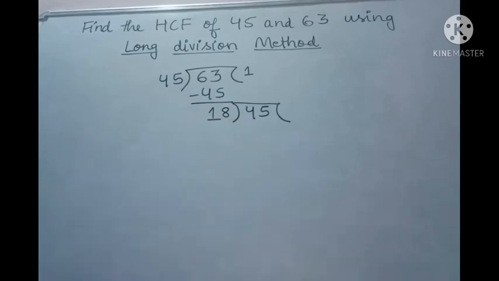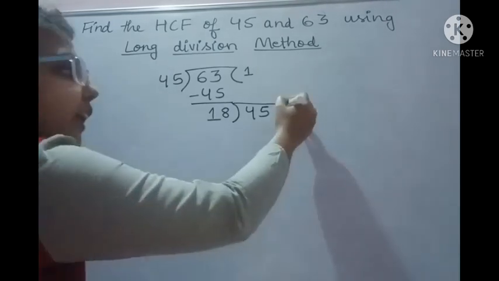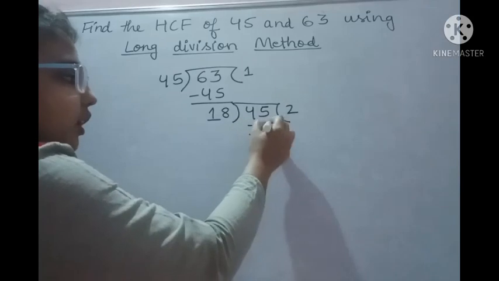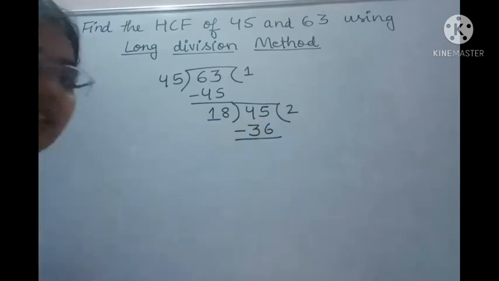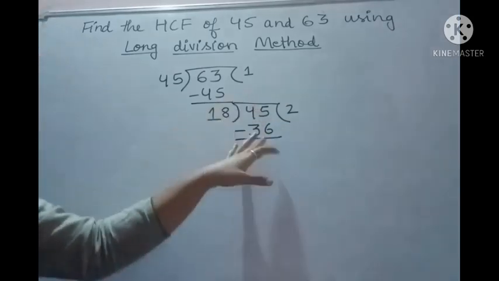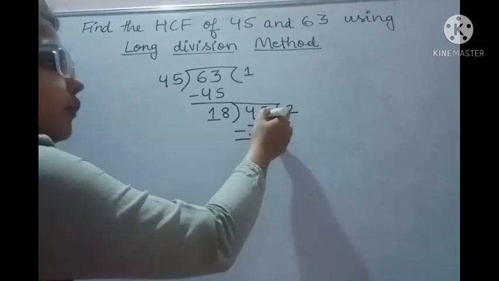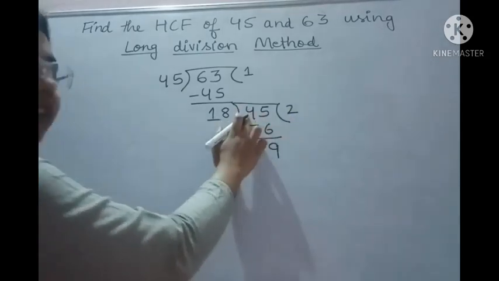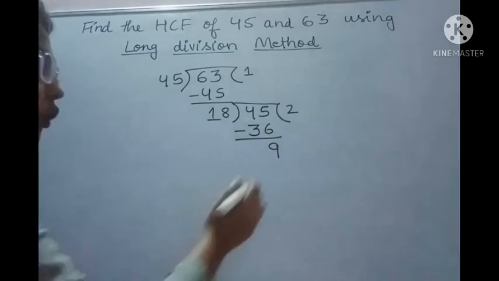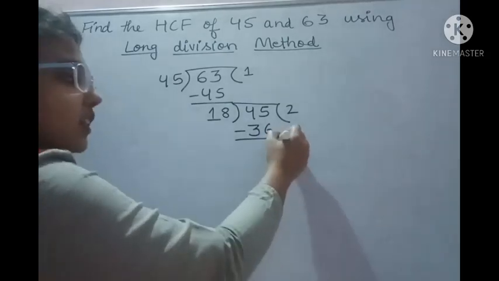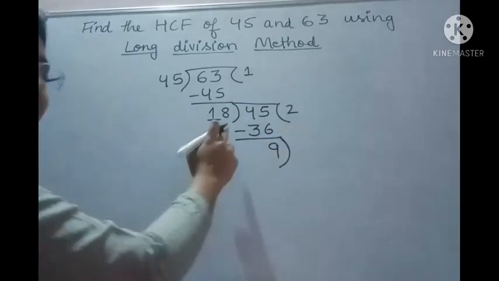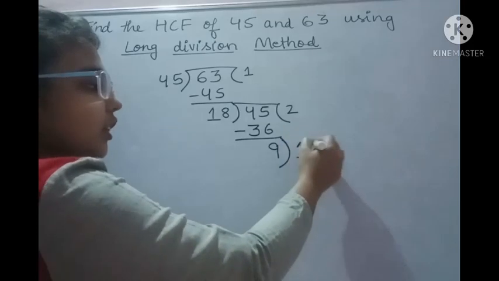Understand it. Now we have our 18. The table of 18 we all know. 18 1s are 18, 18 2s are 36, 18 3s are 54. So we will not take 3 here, we will take 2 only. 18 2s are 36. Now let's subtract: 45 minus 36. 15 minus 6 is 9, and 3 minus 3 is 0. We get 9. Now we will take this remainder as our next divisor.